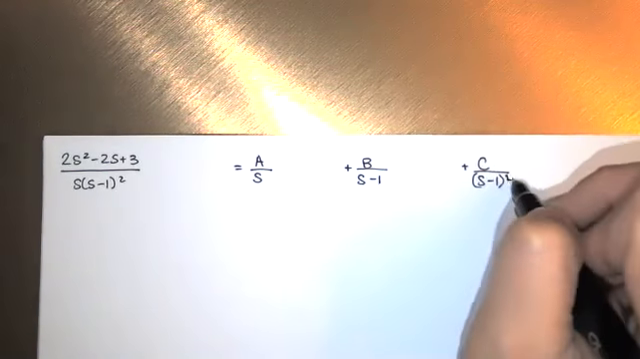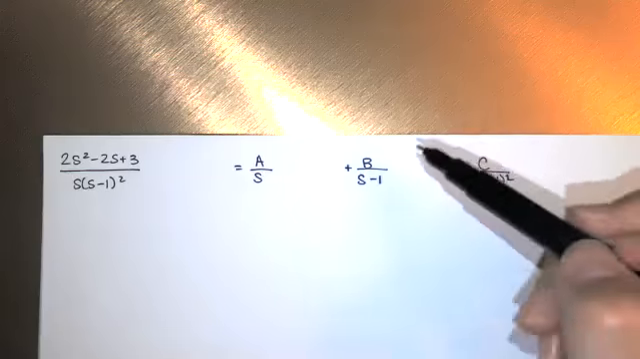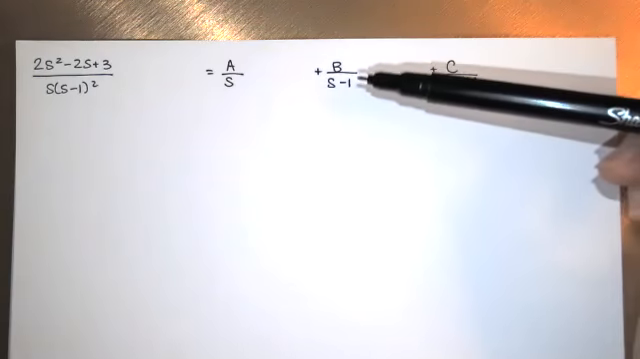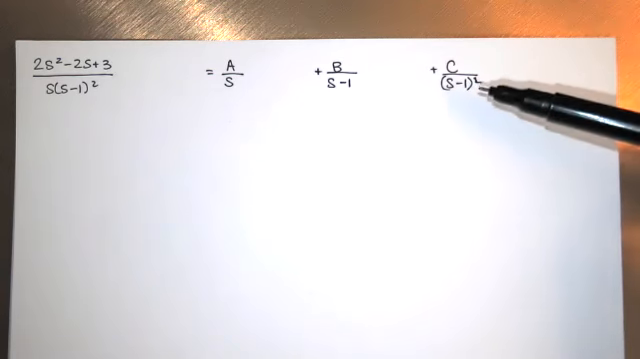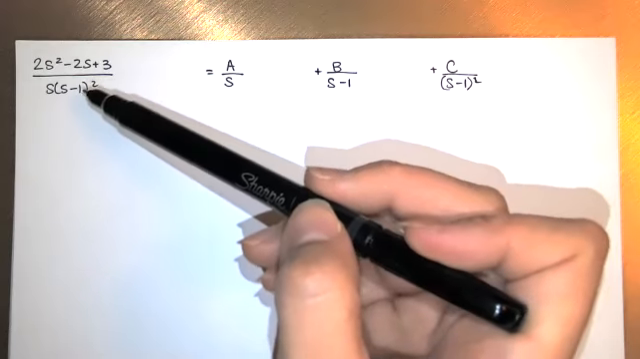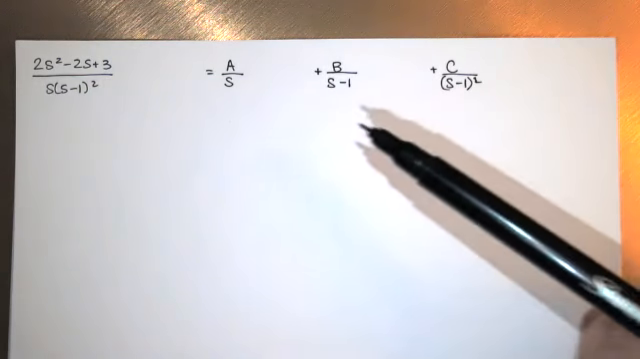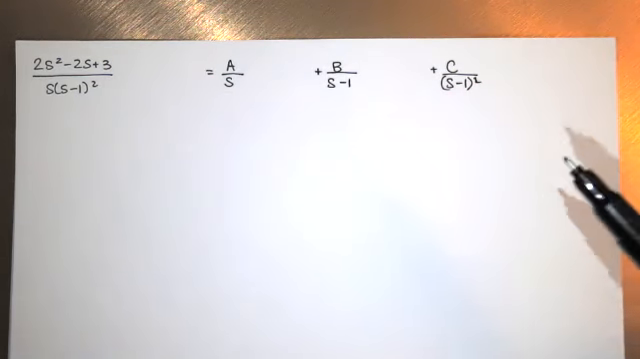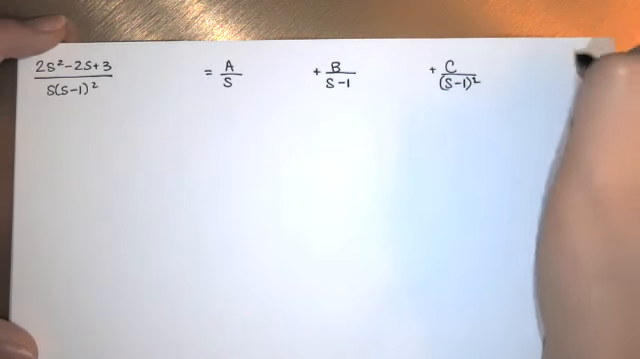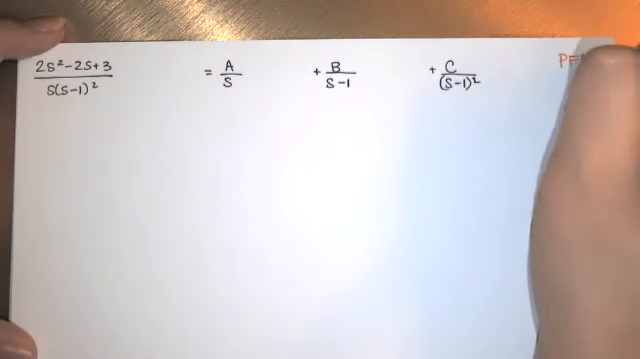Remember how the repeated factors work. If this was an s minus 1 cubed, you'd have 3 terms in the partial fraction decomposition. And you'd have s minus 1 to the first, s minus 1 squared, s minus 1 to the third. If that's k, you'd end up with k terms in the decomposition. If they're linear factors, you just have constants in the numerator. Okay, so we're trying to find the values of a, b, and c now.